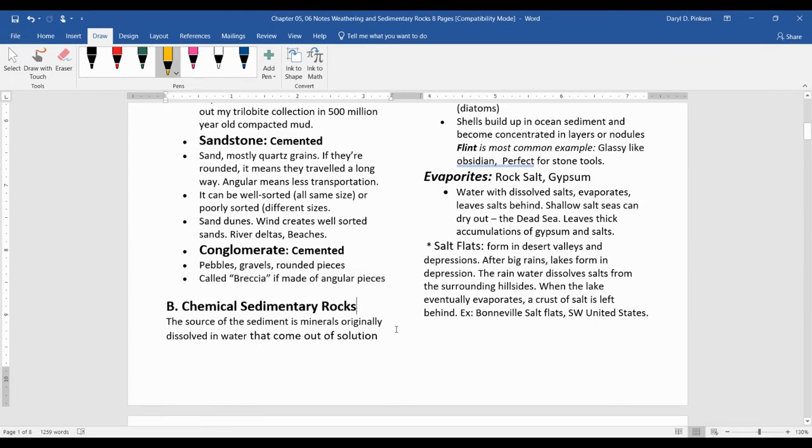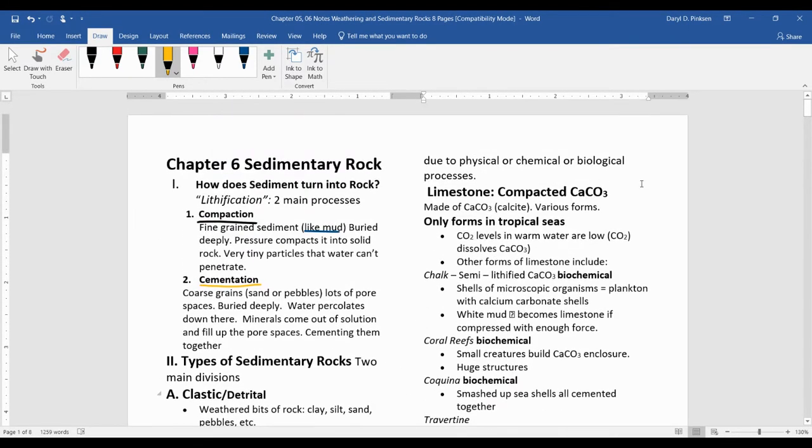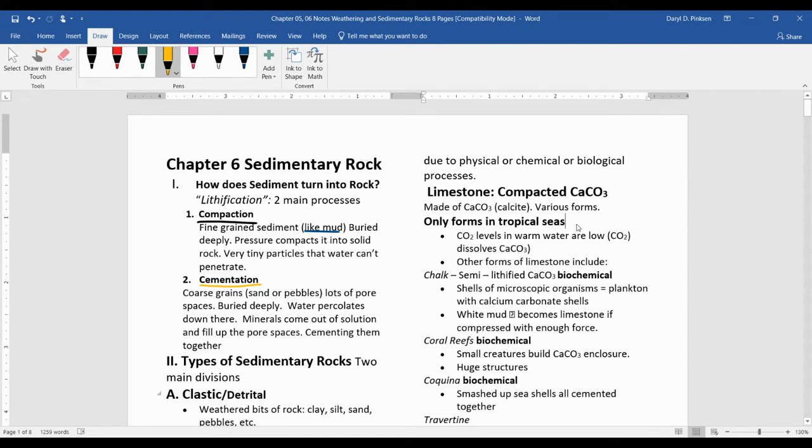Then the other category is the chemical sedimentary rocks. So this is where you have ions that come out of solution and eventually get deposited somewhere. And the most common type of chemical sedimentary rock are the limestones, and they have various varieties. You only get proper limestone in tropical seas, like down around the Caribbean. That's where you see a lot of white mud, and you don't see that around Newfoundland. You see that down around the Caribbean, where the water is nice and warm, and calcium carbonate is able to accumulate in the seabed.